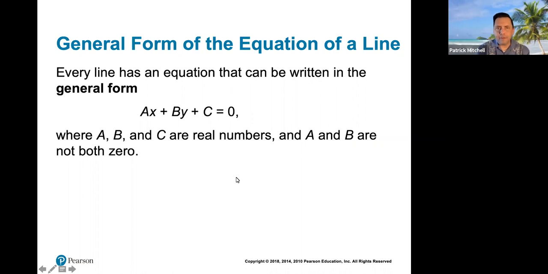Every line, even vertical lines, has an equation that can be written in the general form ax plus by plus c equals 0, where a, b, and c are real numbers, and a and b are not both 0. One of them can be 0. If one of a or b is 0, that means you have either a horizontal or a vertical line.